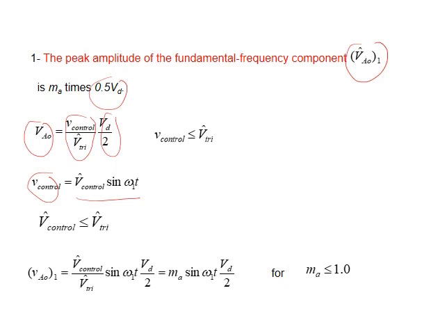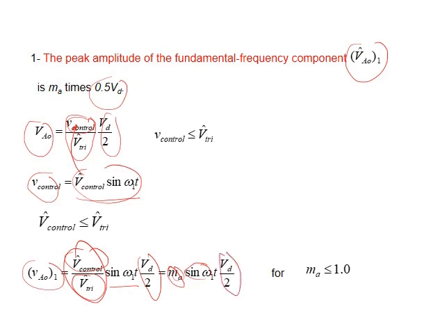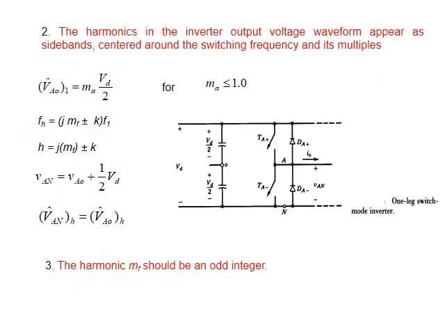So if I take this part and substitute it here, I get V control maximum over V triangle maximum, sine, VD over 2. And this part is MA, as you can see here. So the fundamental voltage is MA times, forget about sine, it is giving the trigonometry property, but VD over 2, as explained. You see here, MA times VD over 2.